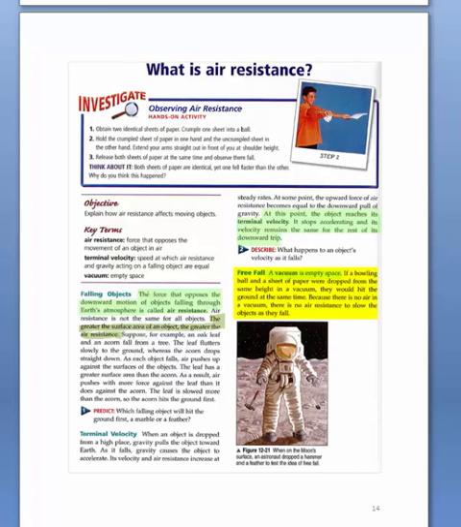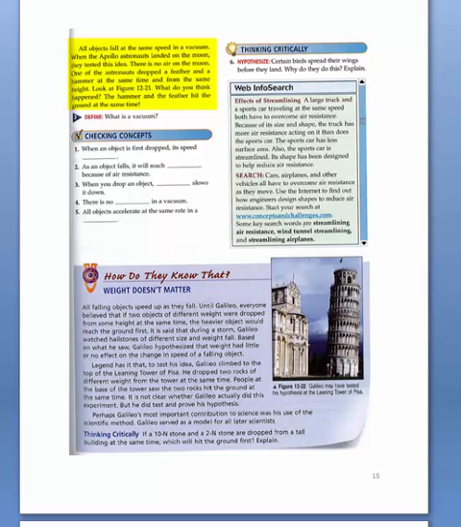Free fall. A vacuum is empty space. If a bowling ball and a sheet of paper were dropped from the same height in a vacuum, they would hit the ground at the same time. Because there is no air in a vacuum, there is no air resistance to slow the objects as they fall. All objects fall at the same speed in a vacuum.